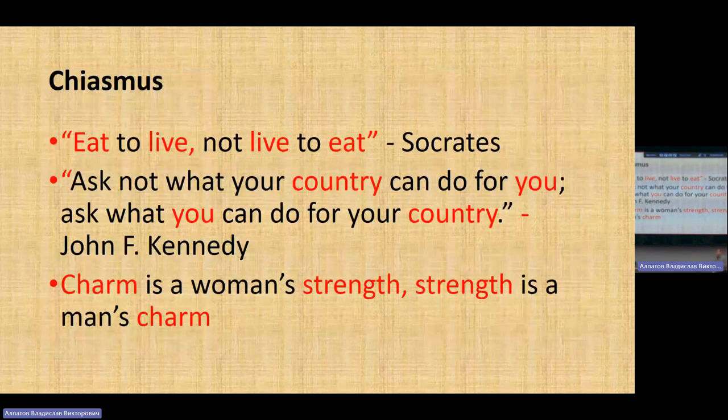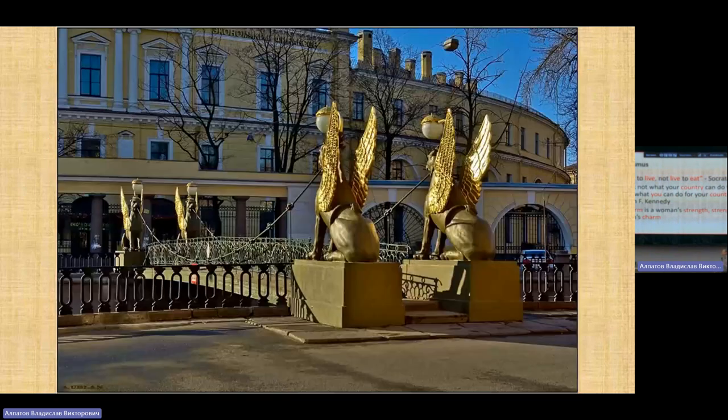Some more examples. Eat to live, not live to eat. Socrates. Ask not what your country can do for you. Ask what you can do for your country. John Kennedy. Charm is a woman's strength. Strength is a man's charm. Well, I find chiasmus quite elegant. Don't you think so?